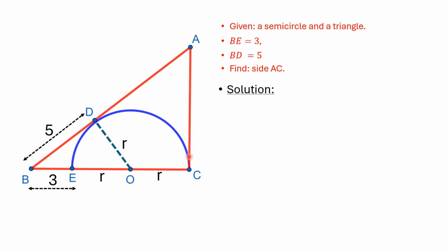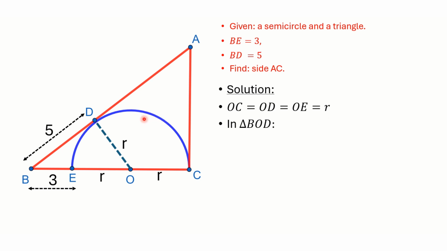So I will use some theorems of circle and Pythagoras theorem to solve this problem. So let us try to see how we can solve this problem. The first thing you can notice is that this is the radius. Let's call this R. And this is also a radius of the semicircle, and this is also a radius of the semicircle. This means OC is equal to OD, and this is also equal to OE, and this all equals the radius R.